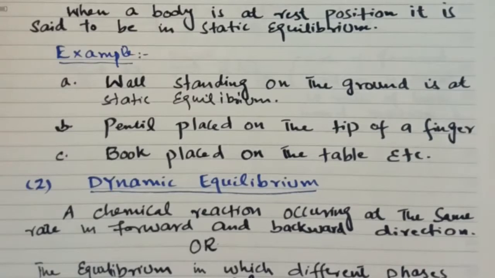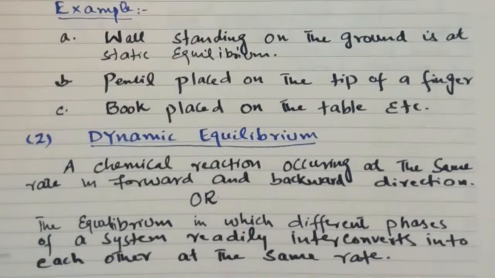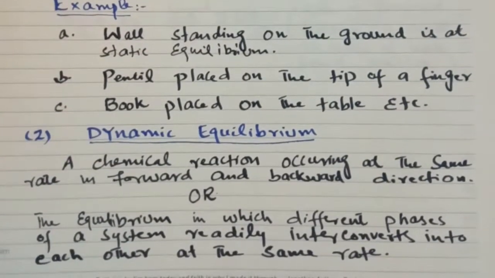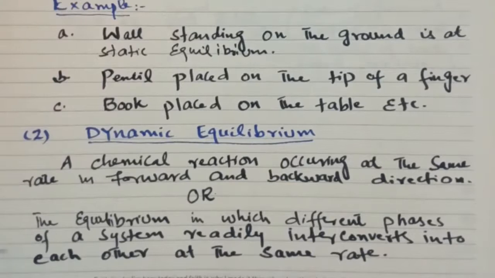Or it is the equilibrium in which different phases of a system readily interconvert into each other at the same rate. For example, we take the example of water. When water is evaporated, water is converted into vapor state, and after some time the vapor condenses back into the liquid state. Now there is a movement of water into its vapor state and vapor back into the liquid state, but this movement of vapors and liquid and interconversion into each other is basically called dynamic equilibrium.